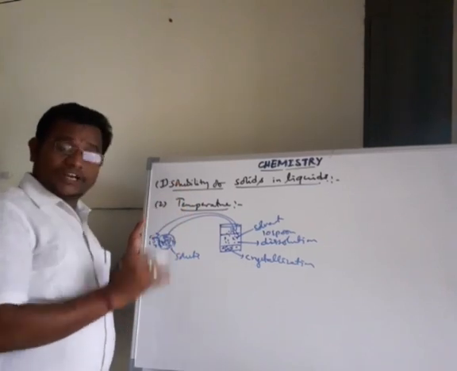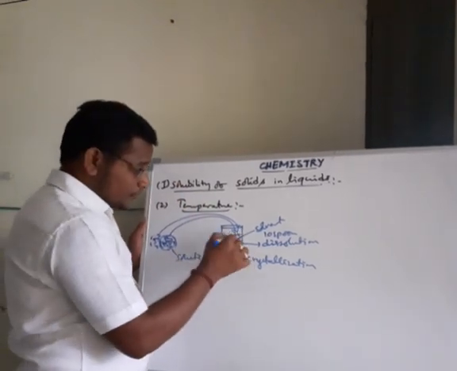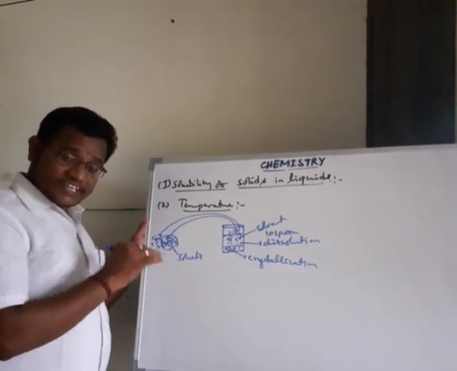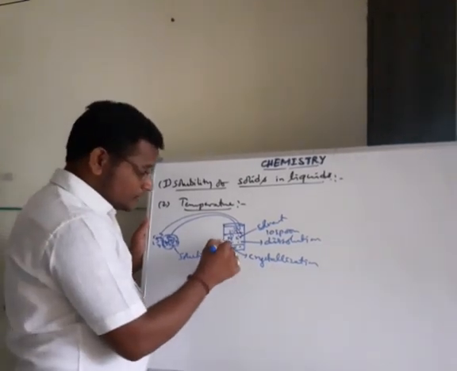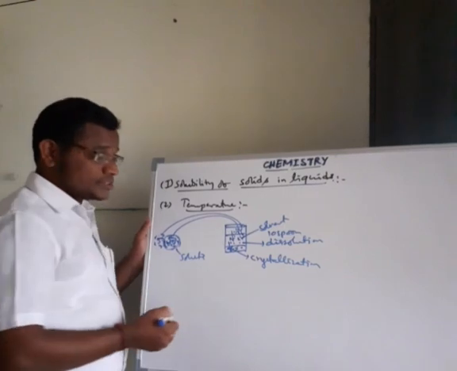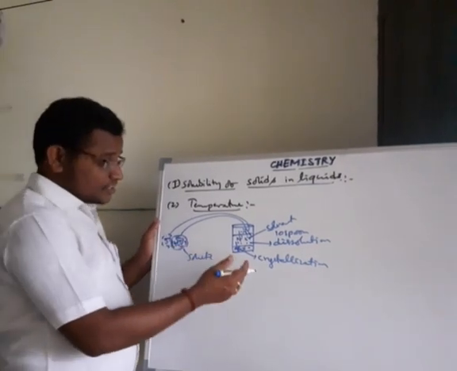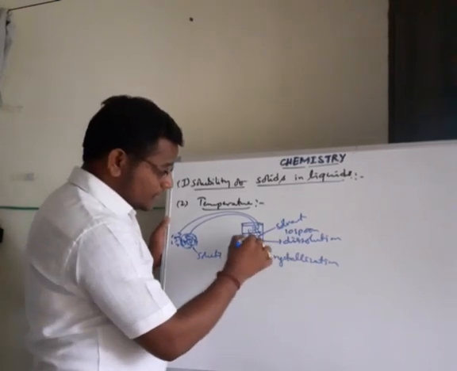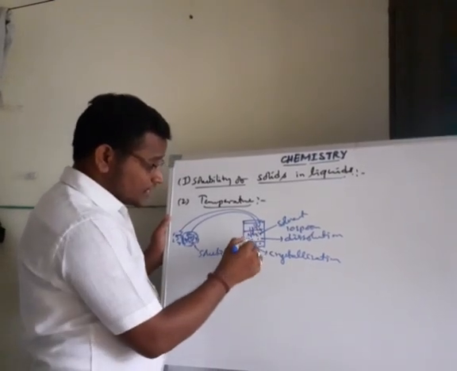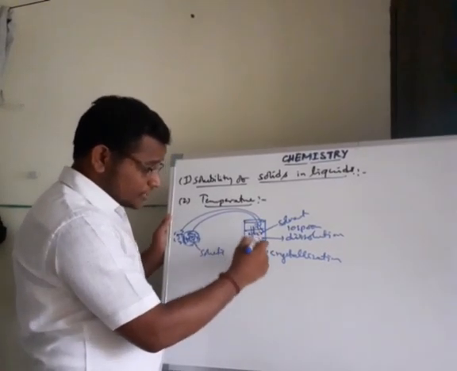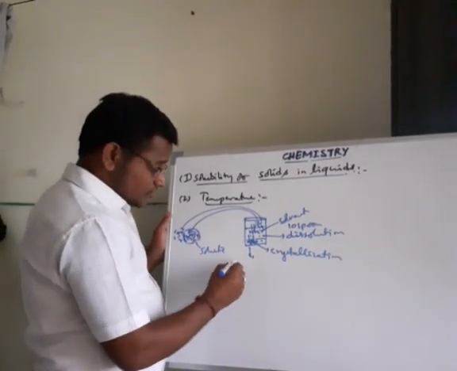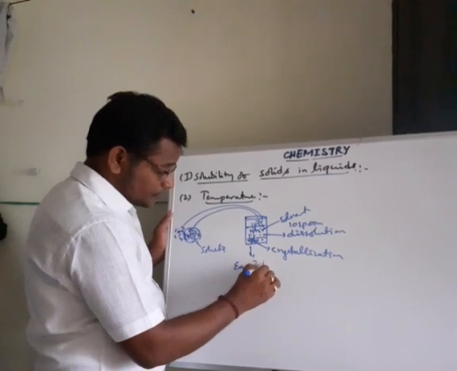At a certain state, what happens? The number of solute particles entering into the solution is equal to the same number of solute particles separating out from the solution. That is called the equilibrium state. So at a certain state, the number of solute particles entering into the solution is equal to the number separating out from the solution. Okay, that state is called the equilibrium state.